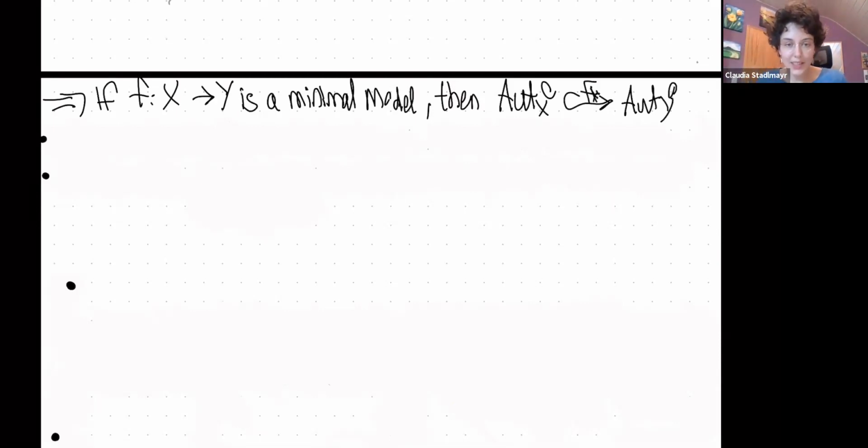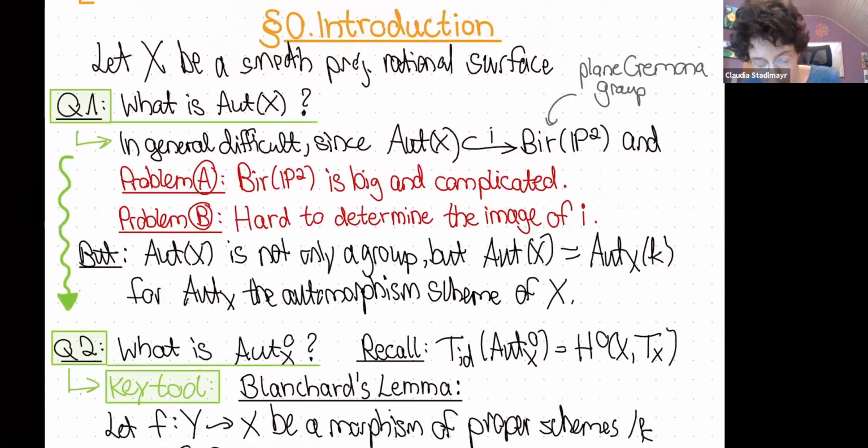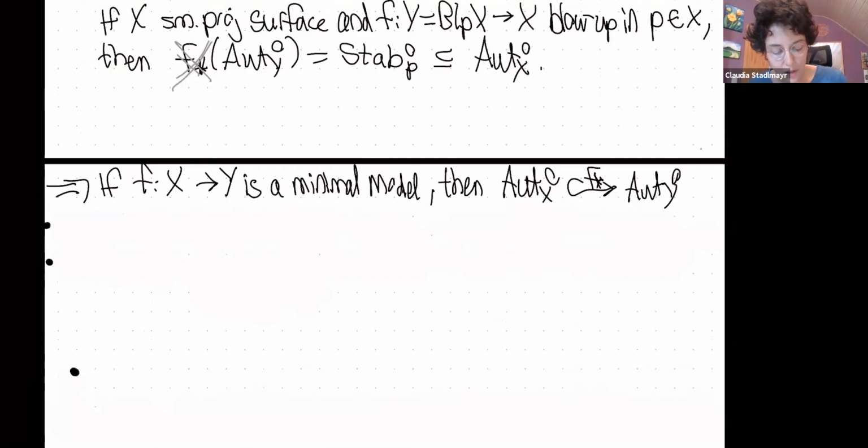And so why does this now solve the problems of question 1? Let's go to the slide above and have a look at what those two problems were. The first problem was that our group in question is contained in something big and complicated. The second problem was that it was hard to determine the image of this. How are these problems solved in question 2 now?